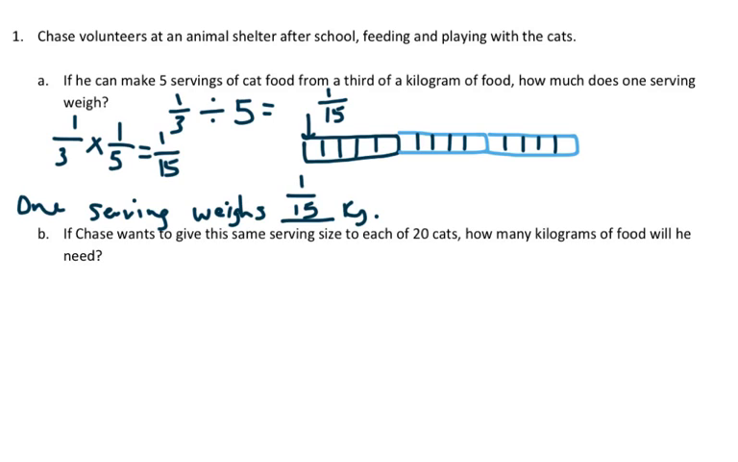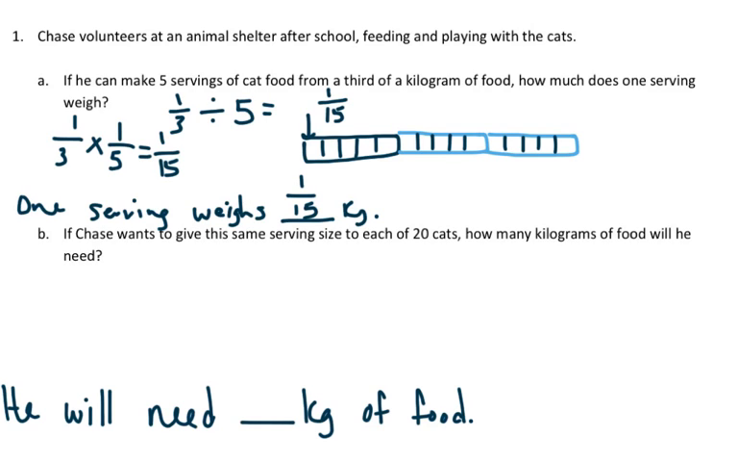So part B says, if Chase wants to give the same serving size to each of 20 cats, how many kilograms of food will he need? So let's write our target sentence for that. And that reads, he will need blank kilograms of food. So now he has 20 cats. He's multiplying that by 1/15 of a kilogram to find how much food he's going to need.